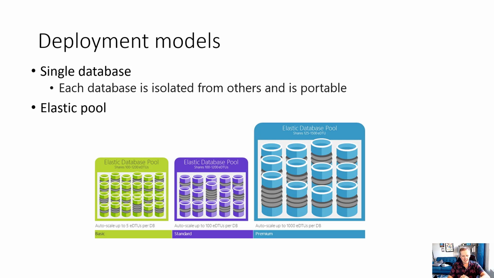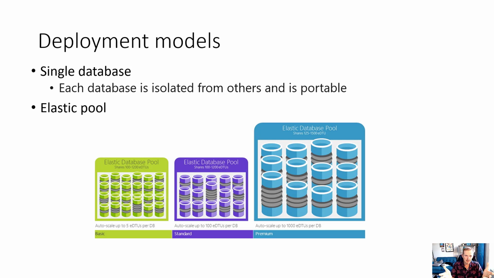So if I deploy as a single database, I specify the DTUs for only that individual database. If I deploy to an elastic pool, I specify the DTUs that are shared among the entire set of databases. So when would you want to use one over the other?